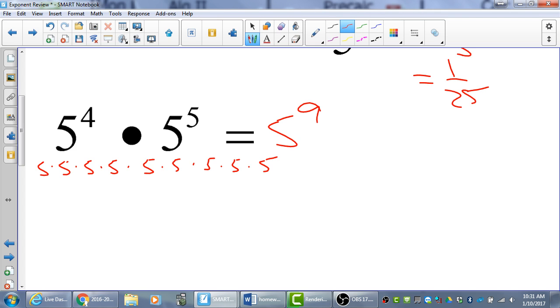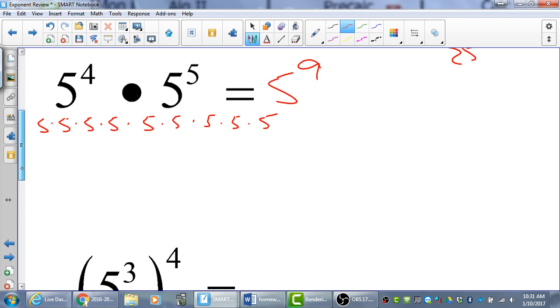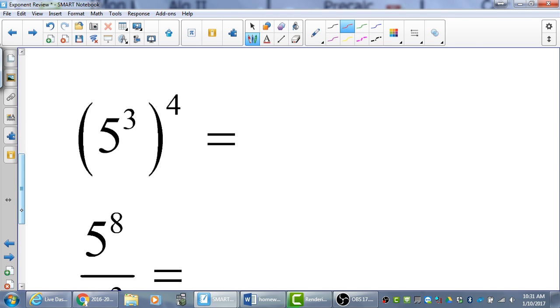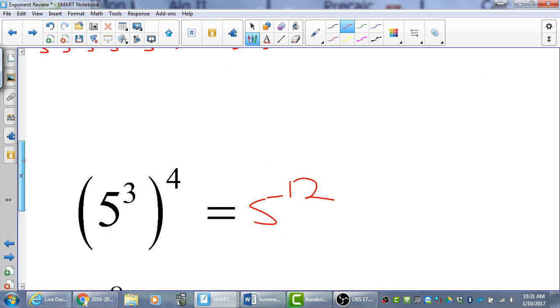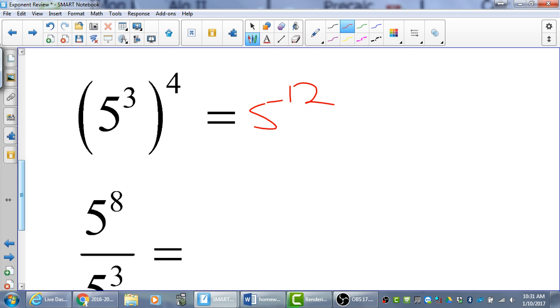That makes sense to you guys? See it when you write it out? It's 5 to the 9th, not 25 to the 9th. That's probably the most common mistake on that one. A power to a power, you multiply. That's 5 to the 12th. So when you multiply, you add the powers. When you raise a power to a power, that's when you multiply.